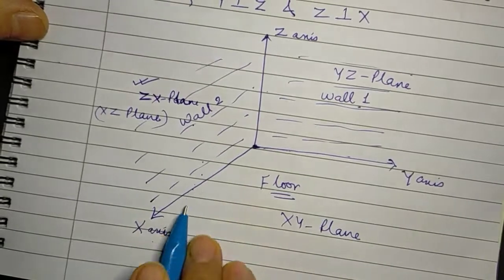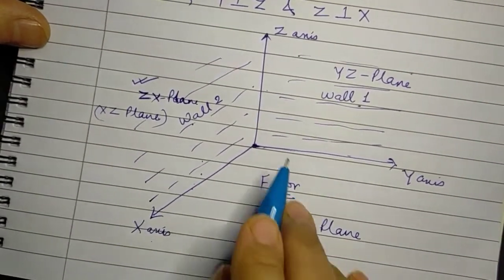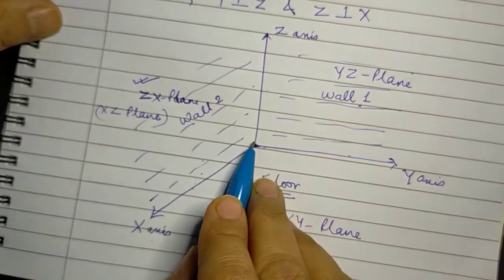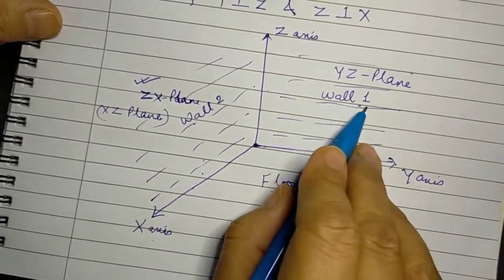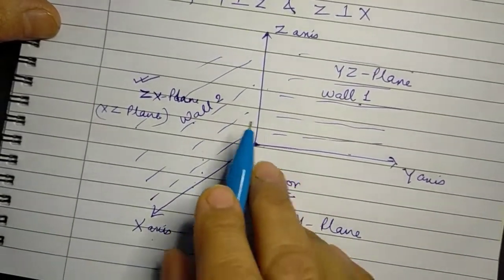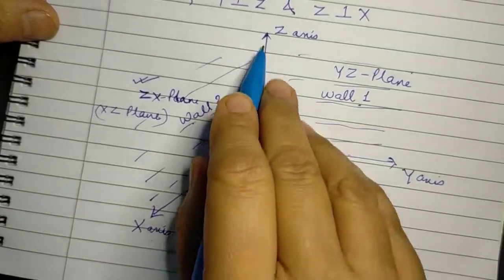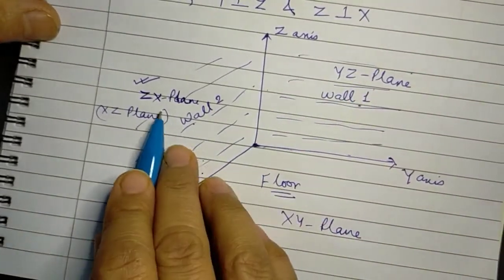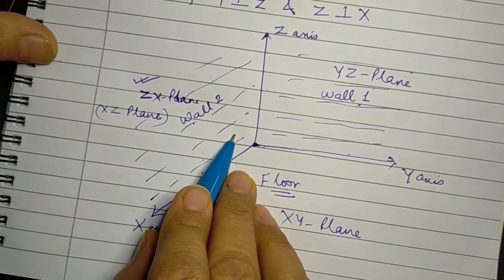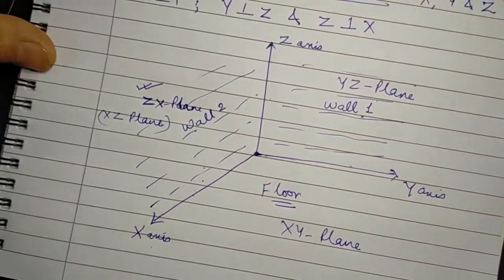The floor of your room, suppose we call this the xy plane, and if you just see one of the corners, wall 1 would be the yz plane, and wall 2, which is adjacent to wall 1, having one end at the floor and one end at wall 1, would be called the zx plane. Right, so this is one thing which you have to see.